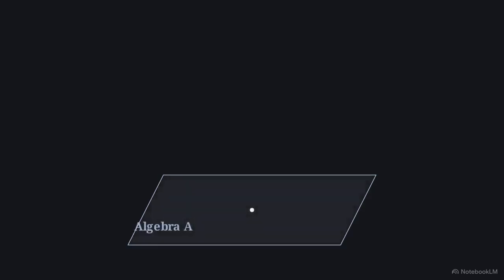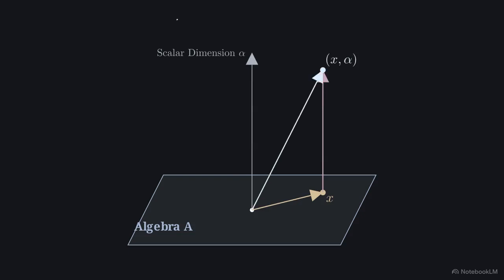For an algebra that lacks an identity element, we can mathematically add one. We expand the space by one scalar dimension and define a new norm that combines the existing norm of x with the absolute value of the new scalar.